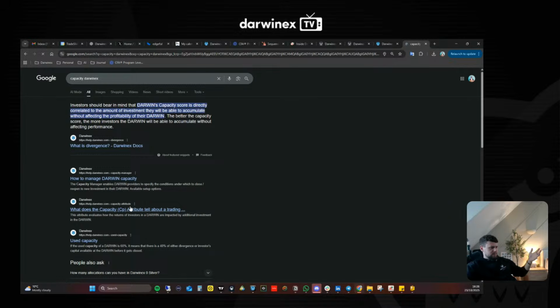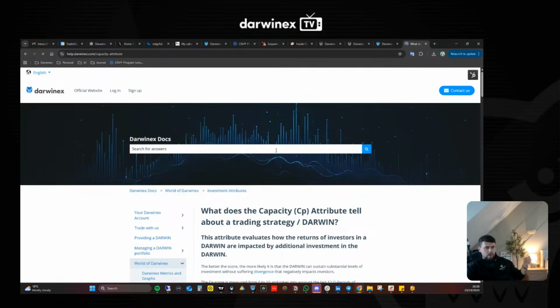Is it this one? Here we go. What does a capacity attribute do? If you're ever looking through these attributes, or if you're ever not sure on something, always come to the Darwinex Knowledge Base, whether you use the Darwinex 0 or the Darwinex 1. There's so much information on here.